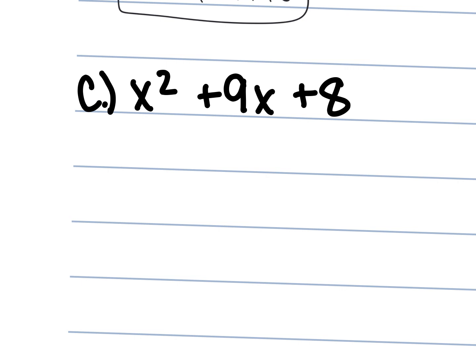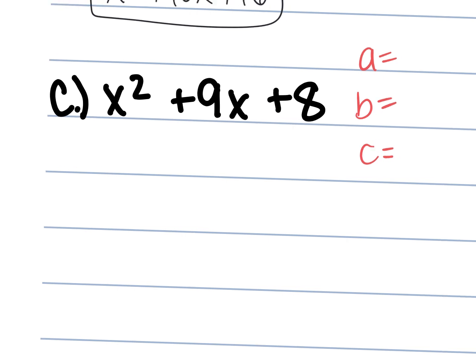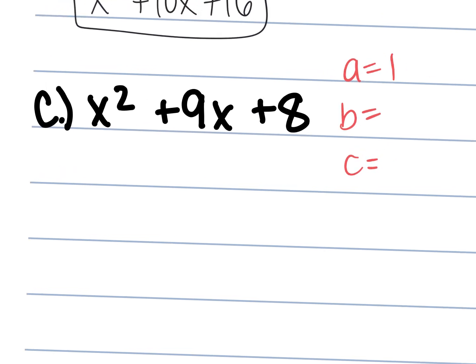What do I do first? Write down the A, B, and C. A equals, B equals, C equals. What's A? A is 1. What's B? 9. What's C? 8. All right, what do I do next? You do the sum, which is supposed to equal 9. Very good. And then you do the product, which is supposed to equal 8.